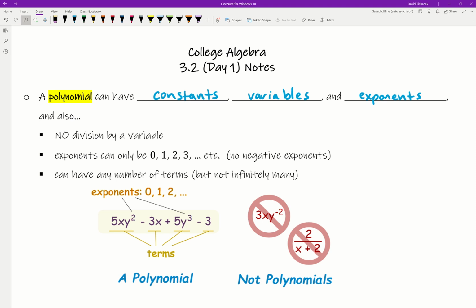In this video, I'd like to go ahead and move on in Chapter 3 and take a look at the next section of your textbook, which is Section 3.2, and we're going to begin to talk about polynomials in general and also the graphs of polynomials. So let's get started with that.